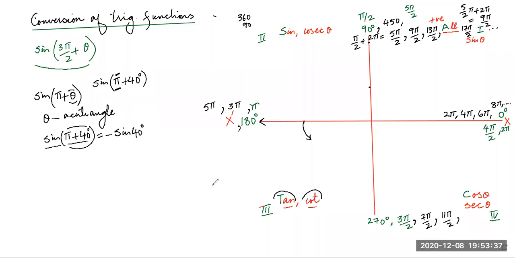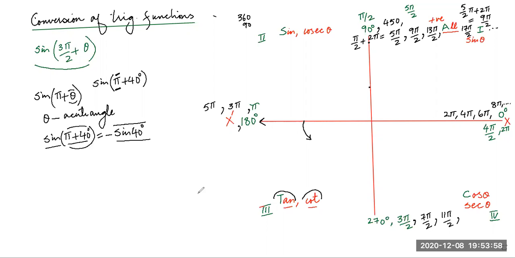And I simply write sine 40. That is my answer. Suppose instead of 40 it would have been 30 degree. So I would have written minus sine 30. Sine 30 is 1 by 2. Minus 1 by 2 would have been my answer. Done. Okay, let's do one more.